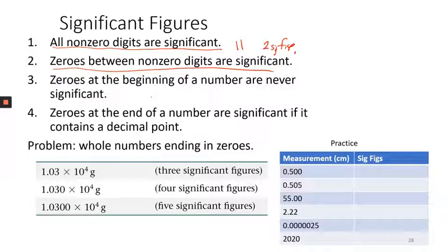Zeros at the beginning of a number are never significant. So these zeros here don't count. They are not significant. Zeros at the end of a number are only significant if you have a decimal place. This number here has 1 sig fig. This number here has 3 sig figs.